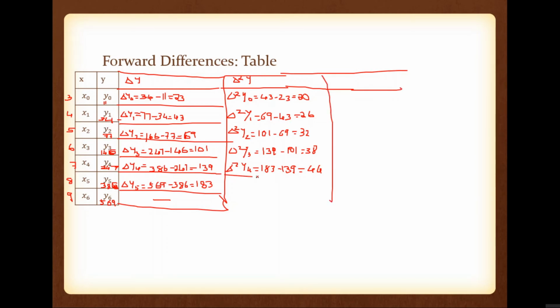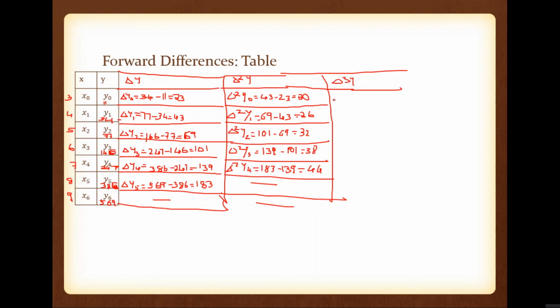Now you can't find the last two datas. So these two datas will be unavailable. Okay. So now find delta cube y. Find it and give me the data. Delta cube y. So this is delta cube y0, which is equal to 26 minus 20, that is 6.